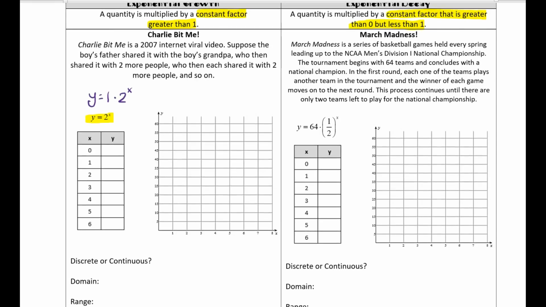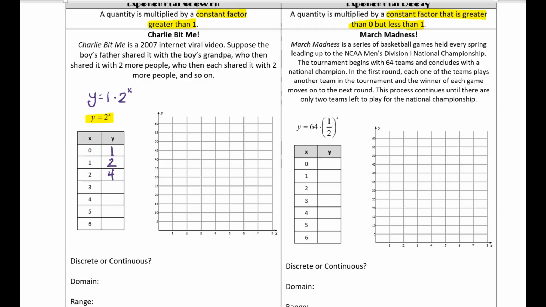So down here, when we first start, the boy's father shares it with the grandpa. That's one person. So in our table, our 0 stage is going to get a 1. He's shared with one person. Well, then Grandpa, who loves his grandsons, shares it with 2 more people. So now in stage 1, two new people have seen the video. And then in stage 2, those 2 people share it with 2 people. So now we're up to 4 people.